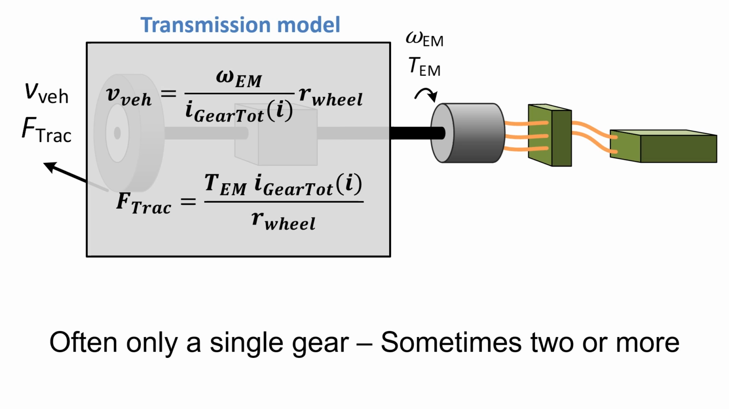Since an electric machine can operate efficiently in a wider operating range than the combustion engine, there is less reason for having several gears to select from. Many electric powertrains therefore only have a single gear, while some may have 2 gears or maybe even more to improve efficiency or to extend the vehicle operating range without needing an unnecessarily expensive electric machine.